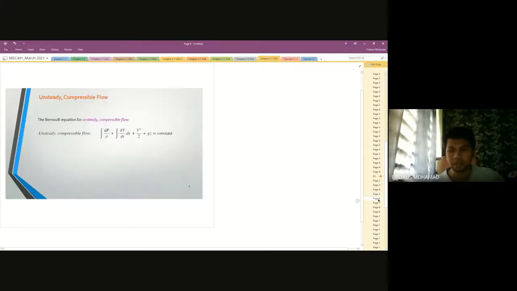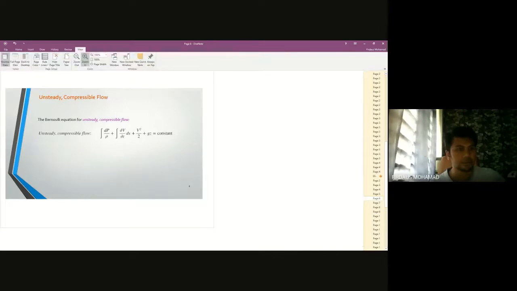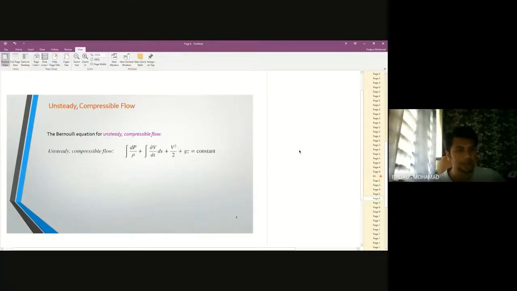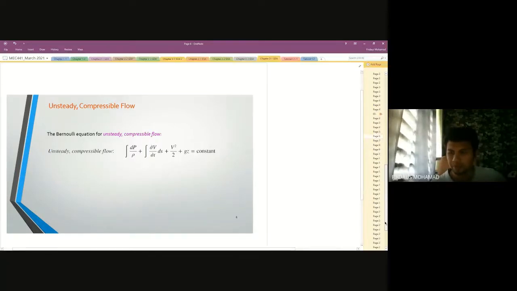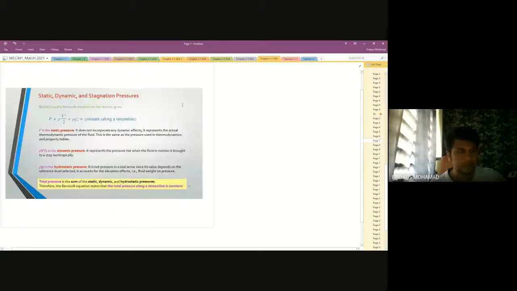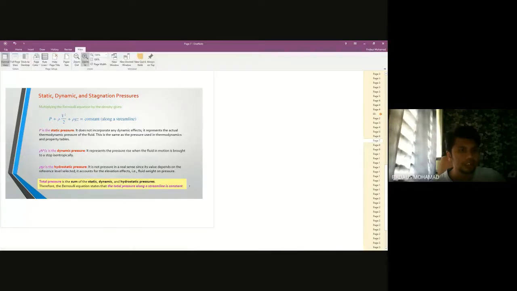And then this is if the flow is unsteady, compressible flow. But we are not covering up to this unsteady and compressible flow. Okay, so dia sebab apa? Sebab Bernoulli equation hanya untuk steady dengan incompressible flow. Okay, so ni pun saya dah explain tadi.